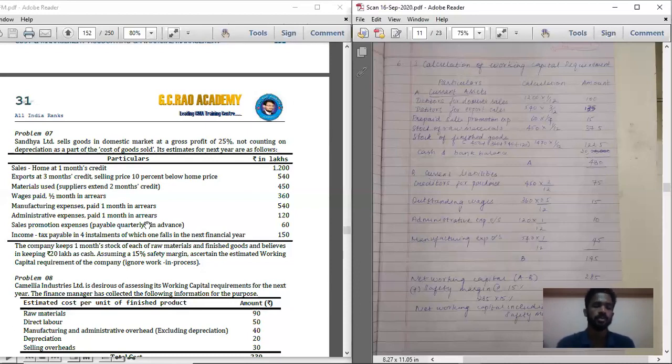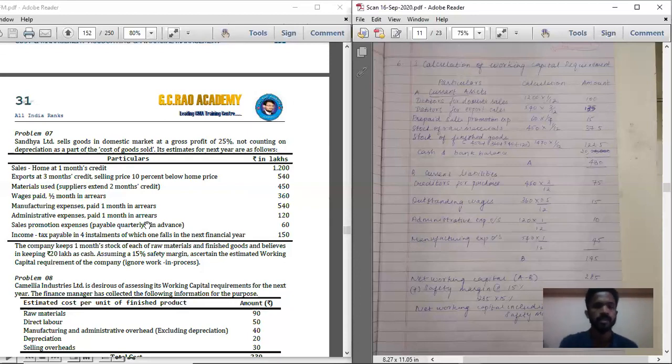Then materials used 450 lakhs and suppliers extended 2 months credit. That is, creditors are allowing us 2 months credit for bill payments, and raw materials used is 450 lakhs total value. Wages paid 360 lakhs and half a month in arrears, that is 15 days lag in payment of wages. Then manufacturing expenses paid 1 month in arrears, 540 lakhs. Administrative expenses paid 1 month in arrears, 120 lakhs.